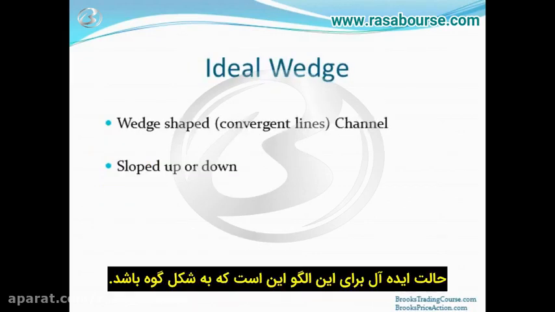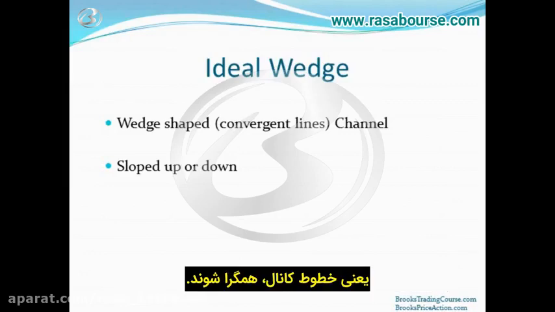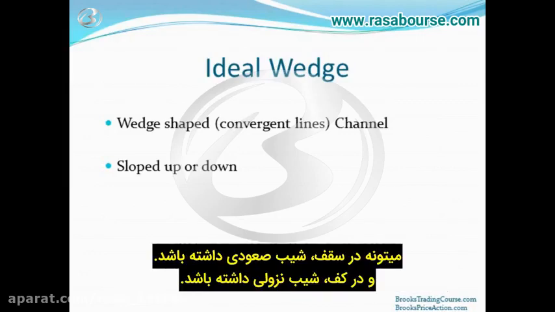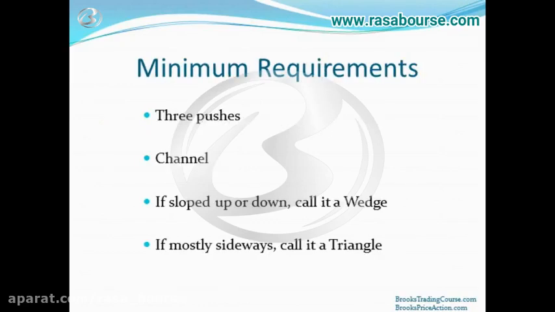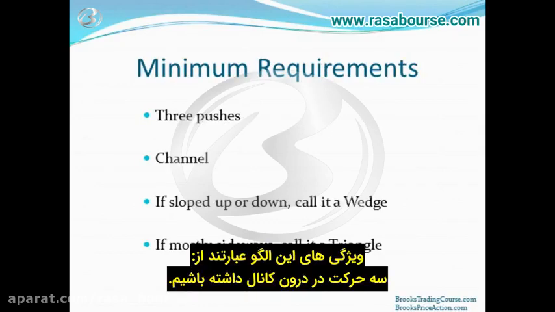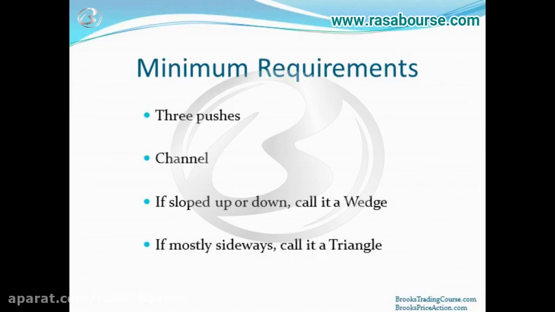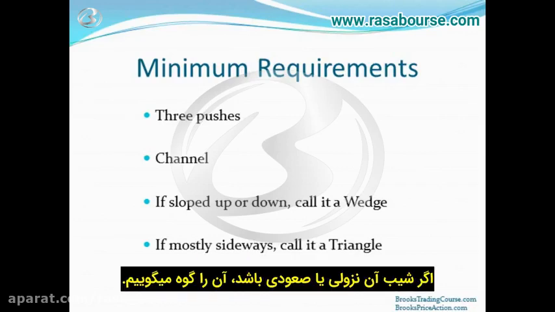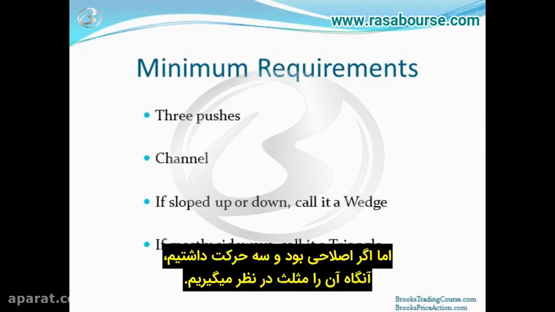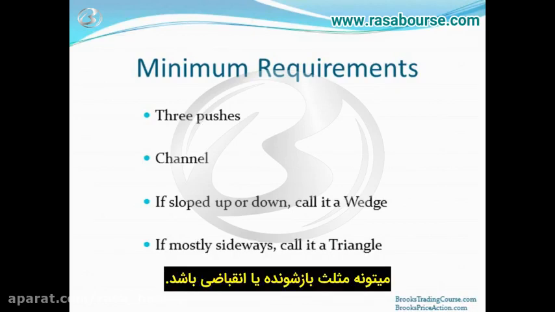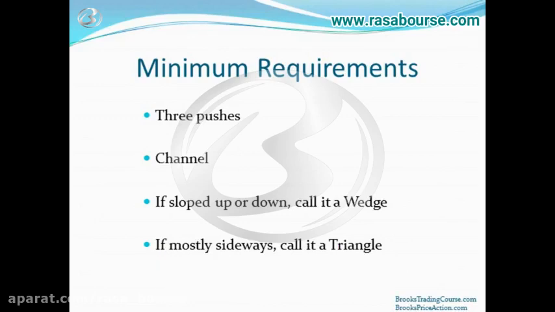An ideal wedge has a wedge shape, a channel with convergent lines, and it can be sloped up for a top, it can be sloped down for a bottom. The minimum requirement is 3 pushes within a channel, and if it's sloped up or down, you call it a wedge. If it's mostly sideways, a 3-push pattern, you call it a triangle. It can be contracting, it can be expanding.